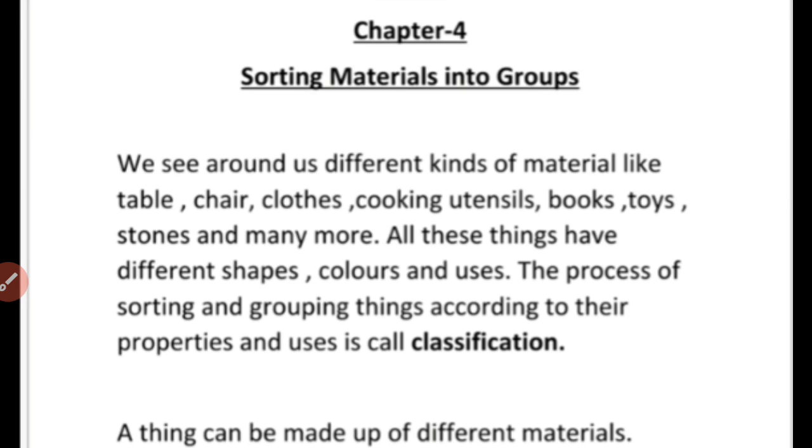Good morning, students. From today, we are going to start our next chapter, chapter 4, sorting materials into groups. First of all, let us understand what sorting means. Sorting means to separate according to the type.